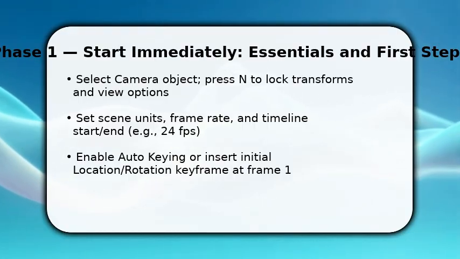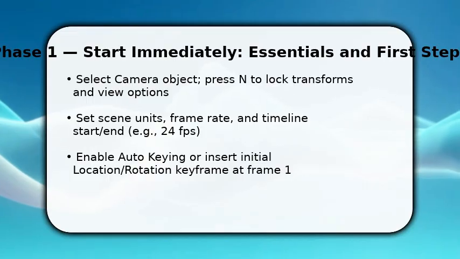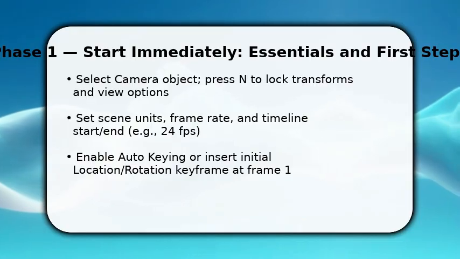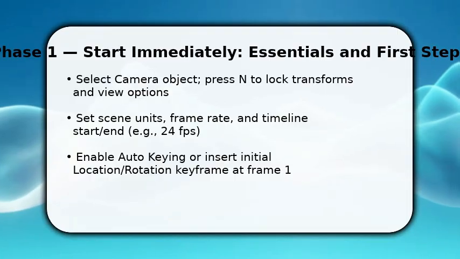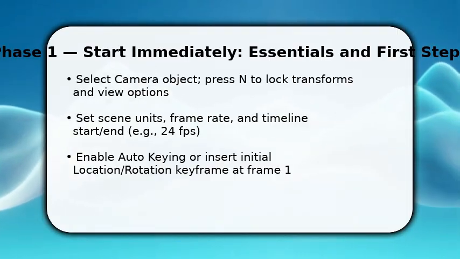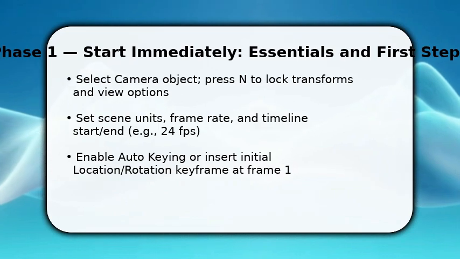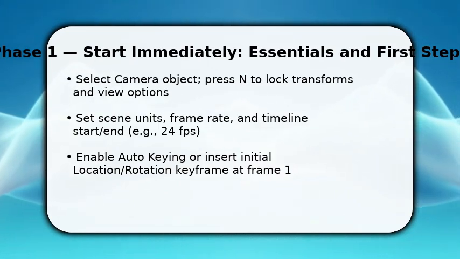Next, confirm scene units and frame rate. 24 FPS is common, and set timeline start and end. Once done, enable auto keying if you want live recording of transforms, or keep it off to add keyframes manually. Make sure the camera is parented or constrained if you plan complex rigs.